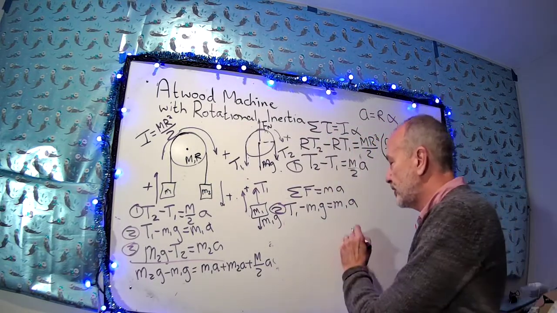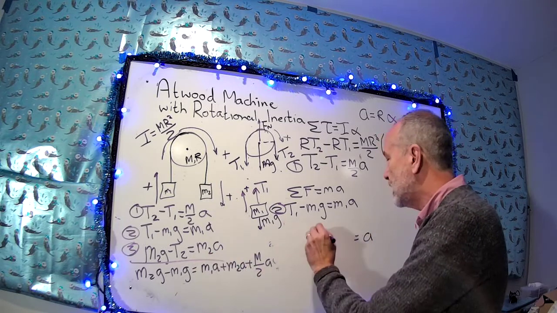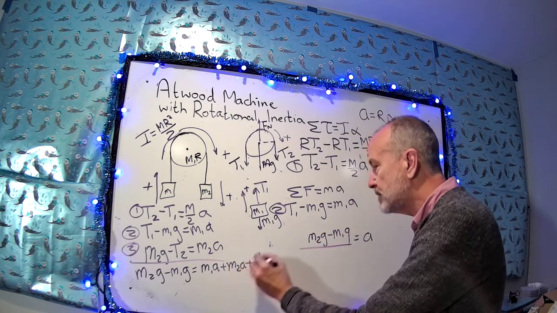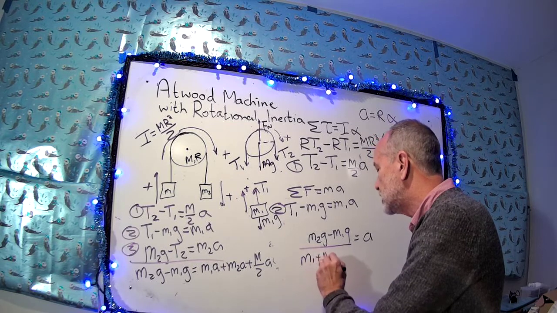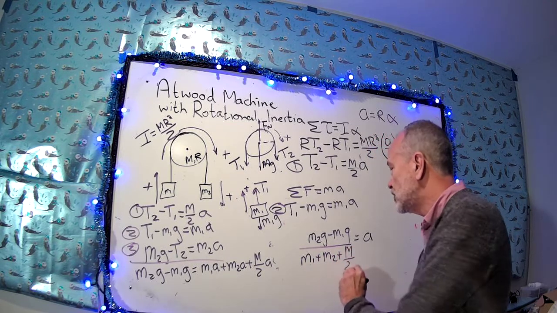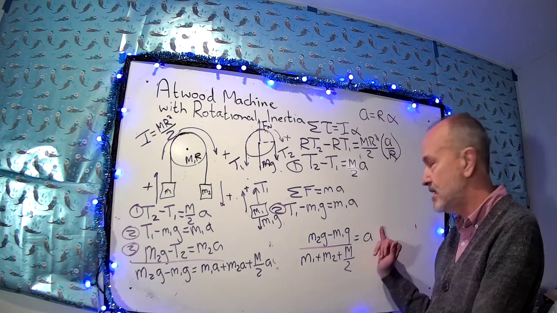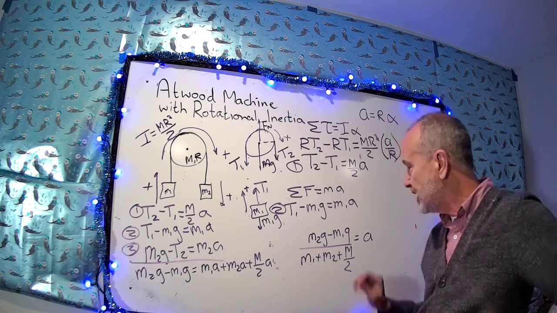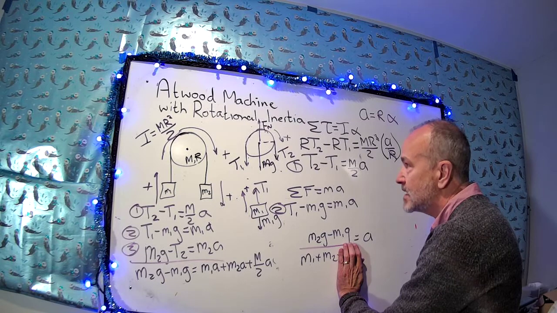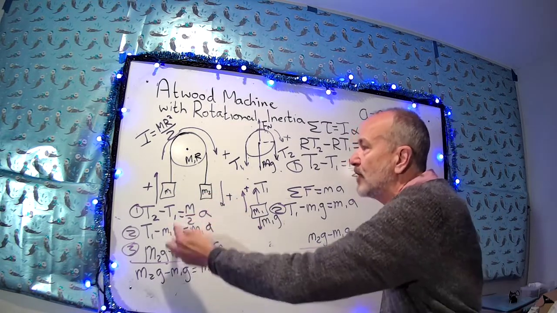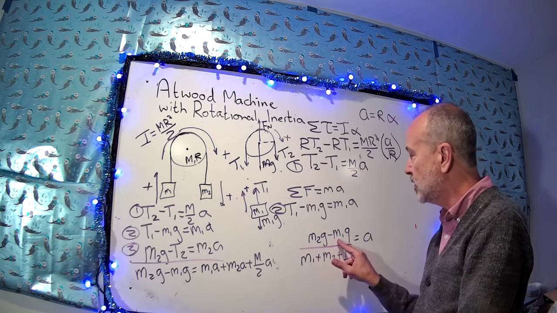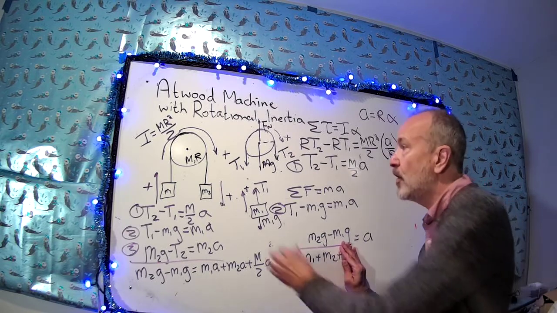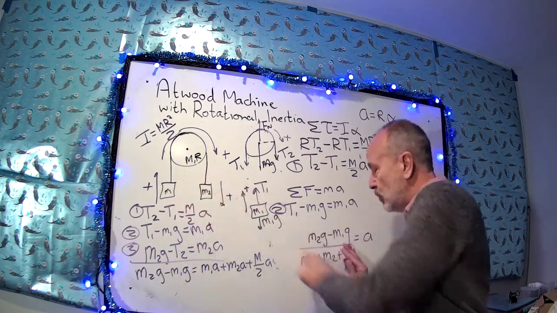A equals M2G minus M1G divided by M1 plus M2 plus M over 2. This is kind of neat to me. If you remember when we had Atwood machines with a massless pulley, it looked like that. Because as a system, M2G pulls in the positive direction, M1G pulls in the negative direction. So the net force ends up being M2G minus M1G. And then the only things with mass that had to be accelerated were M1 and M2.